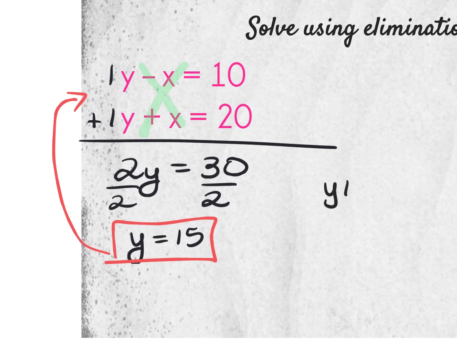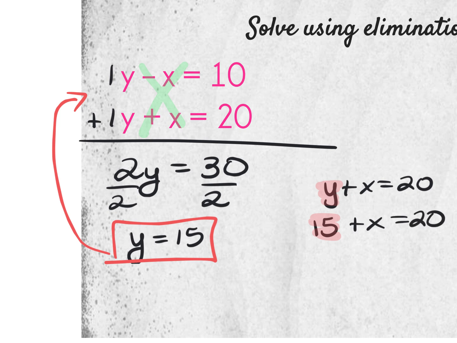The y plus x equals 20. Y is 15. So replace that. So I put that in place of the y. Rewrite everything else in the problem. Subtract the 15. And x is equal to 5.